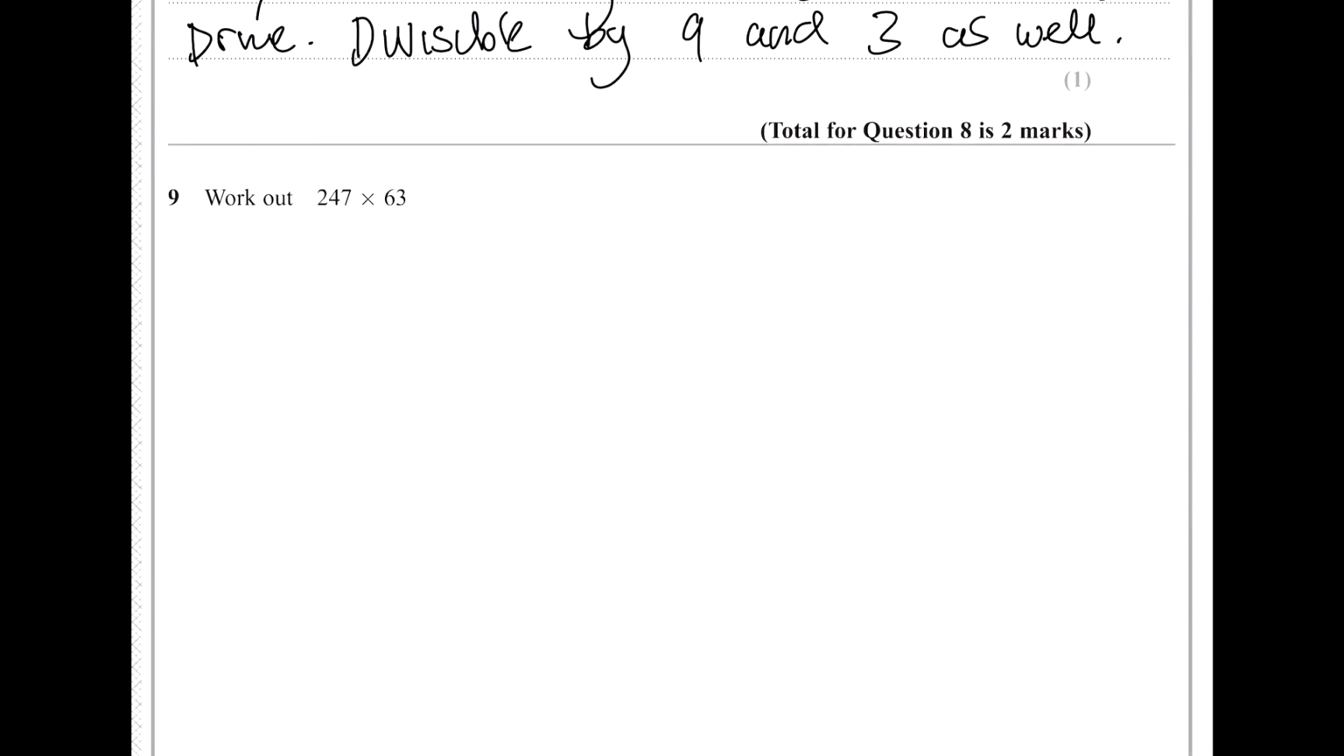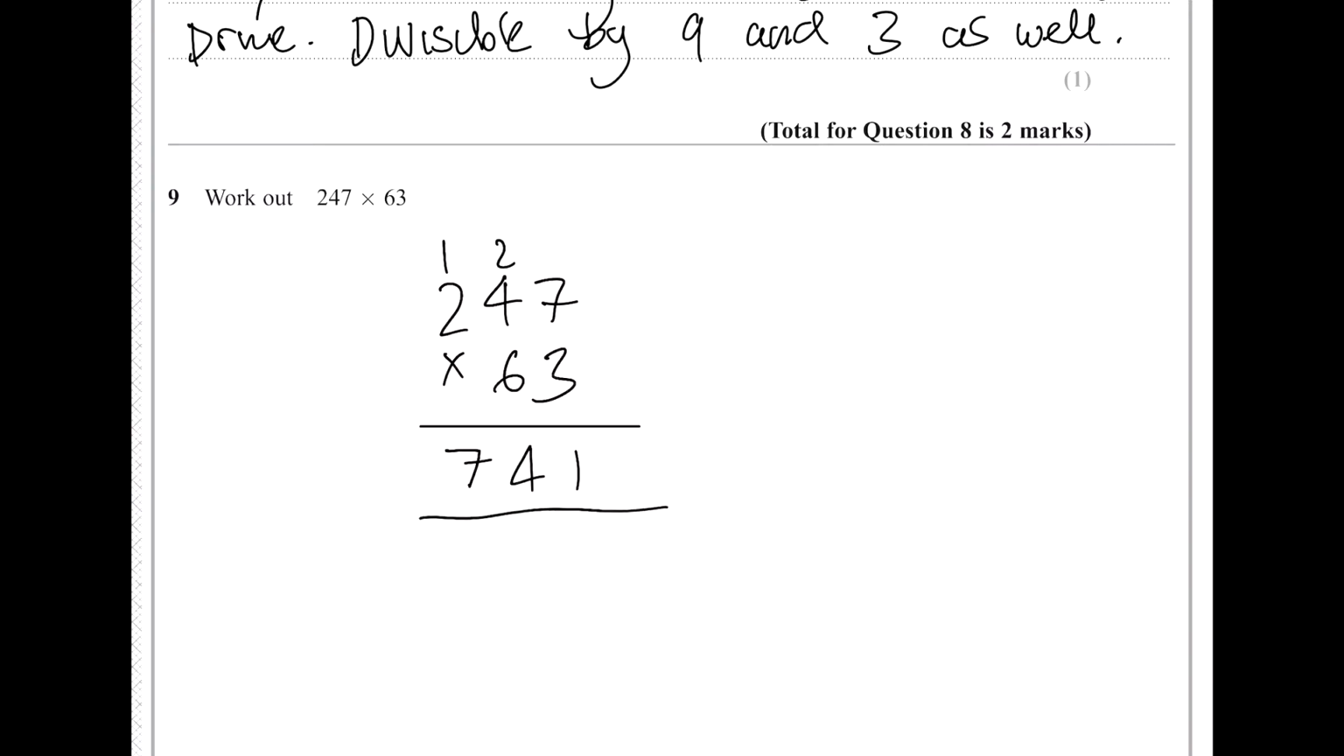Cool, next one, so we have some multiplication. So what I'm going to do is just write it out like this. So 3 times 7 is 21, so put the 1, 2. 3 times 4 is 12. Add the 2, it's 14. 3 times 2 is 6. Add the 1, that's 7. Okay, hopefully I've done that correctly.